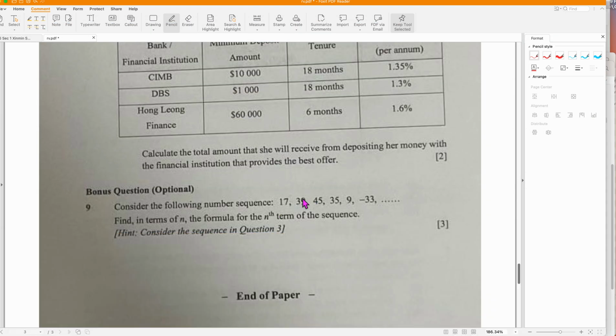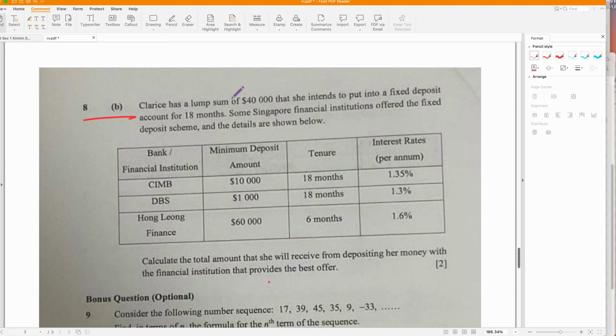I would say this paper is not very hard, especially this one is just a giveaway. You have 40k, so that means this one can. But it must be for 18 months, right? So this one cannot. So can only go for this. The home loan also cannot because it's 60,000.